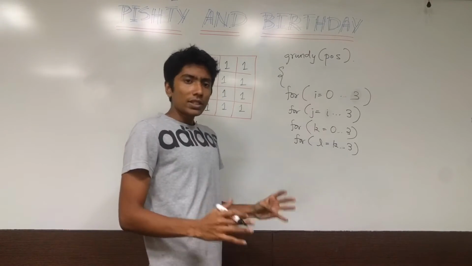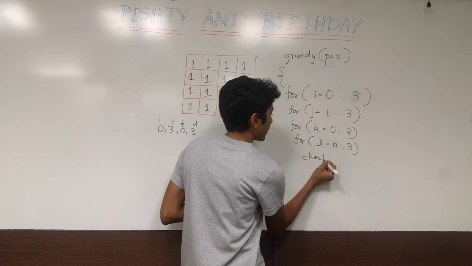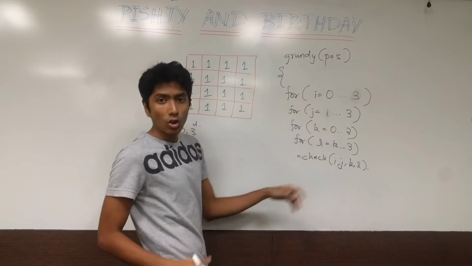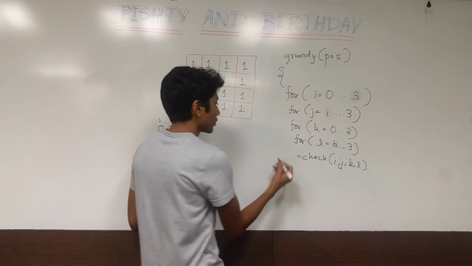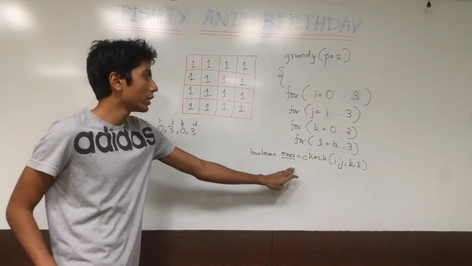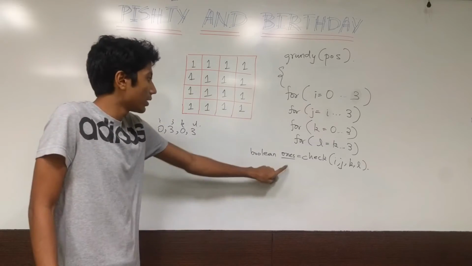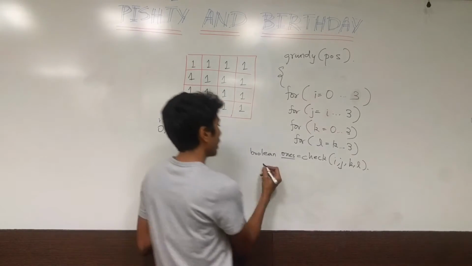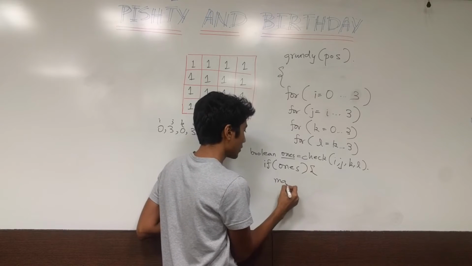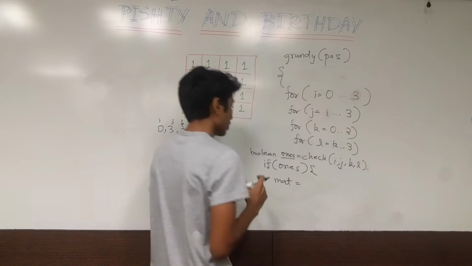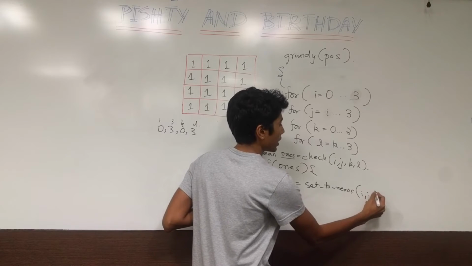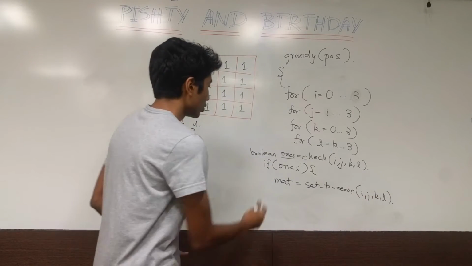Alright, what did we say? We are going to check if this entire rectangle represented by i, j, k and l has all of its cells set to 1. That will give you a Boolean value. So if all the cells are set to 1, that will be true. If all of them are set to 1, then set them to 0 in a new matrix. Matrix is equal to, what's that? Set to zeros the rectangle of i, j, k and l. Cool, so you have the new matrix.